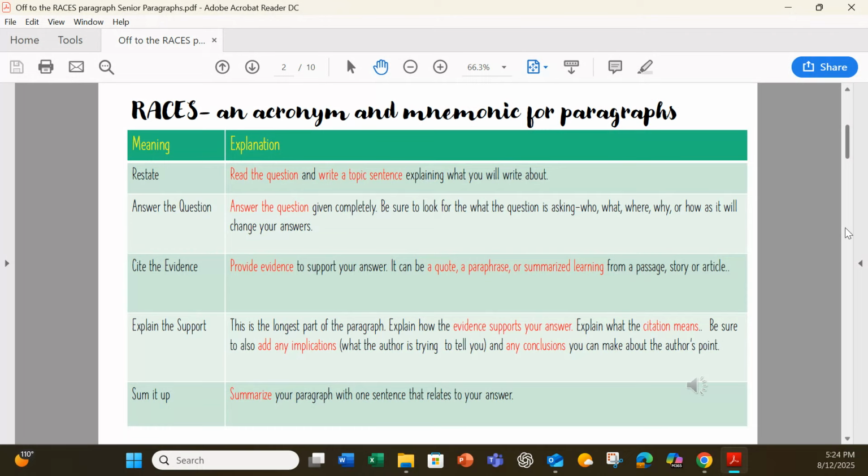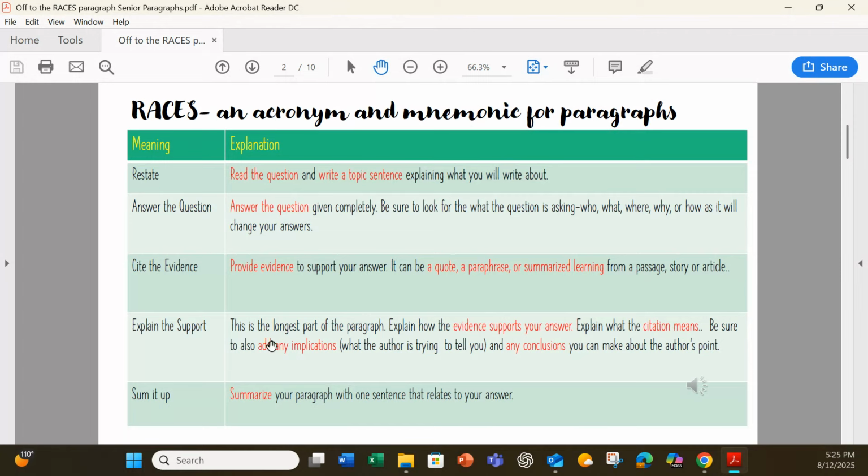In the paragraph, you also need to provide evidence. It can be a quote, a paraphrase, or summarized learning from a passage, story, or article. It can also be your take on the story, article, or passage. The longest part of a paragraph is your explanation of support. You need to explain how your evidence supports your answer. You need to explain what the citation means. You also need to be able to say, hey, why?